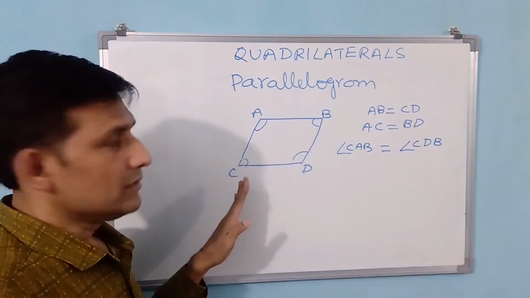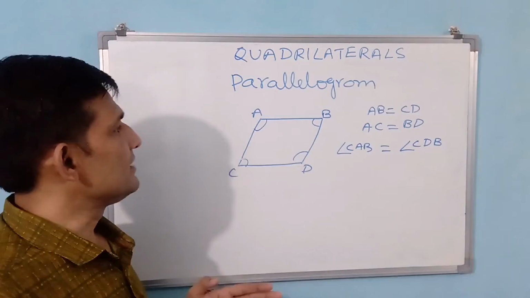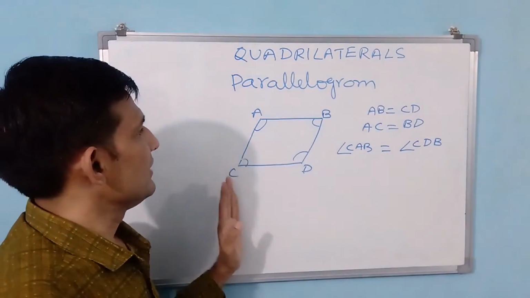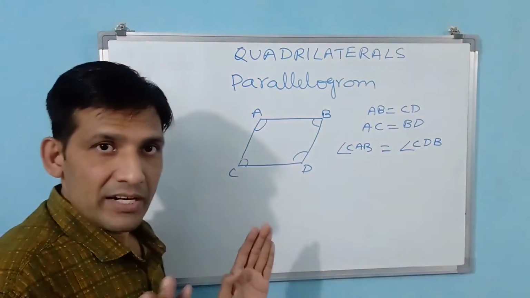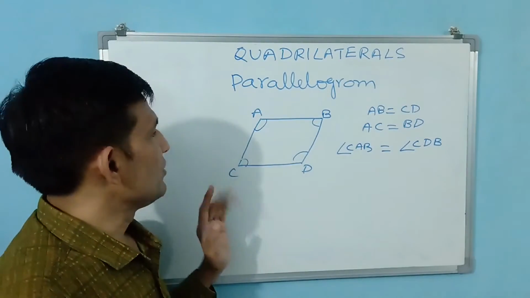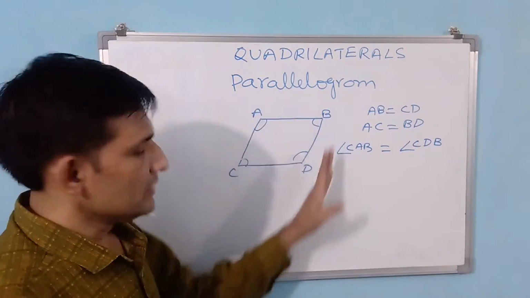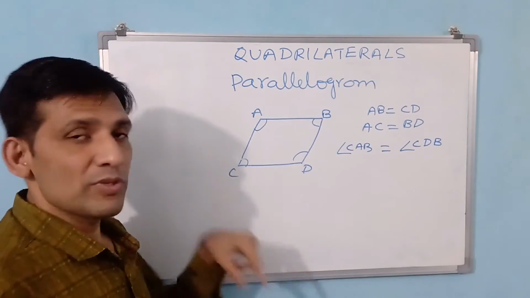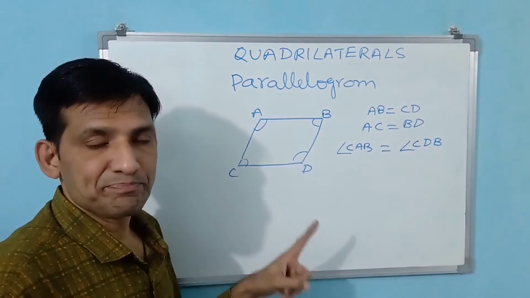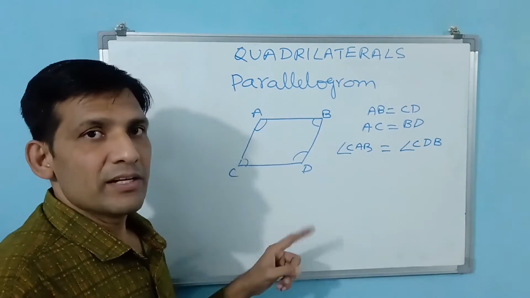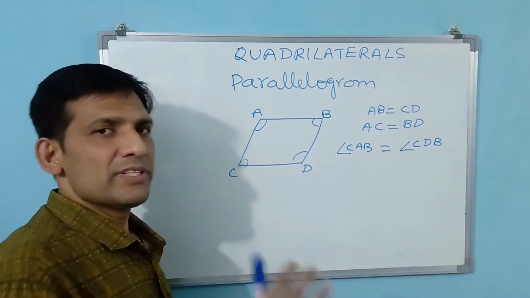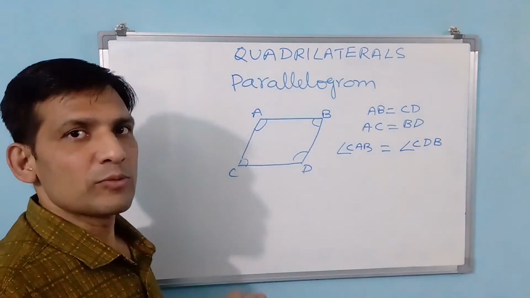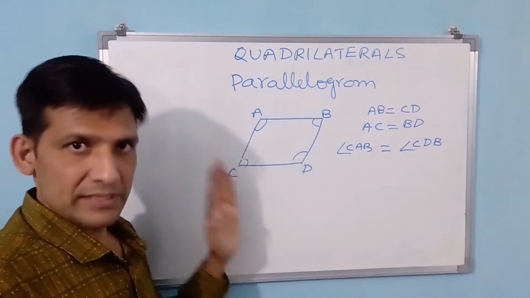Opposite angles are equal. Opposite sides are equal. That is the property of a parallelogram. Area and all, we are not doing here; we do that in mensuration. But the same thing applies to square and rectangle also: opposite sides are equal, opposite angles are equal. That is why those two also come under parallelogram only, but this is a pure parallelogram we can say.